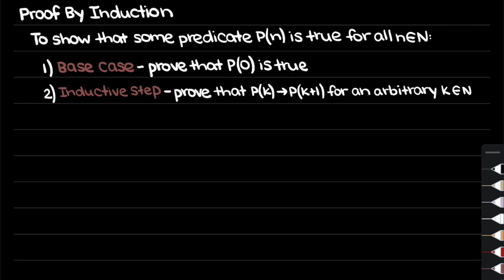And in this video I will be covering proof by induction. Say we have some predicate P(n), and we're trying to prove that P(n) is true for all natural numbers n. We can do this using induction, which is a two-step proof technique.